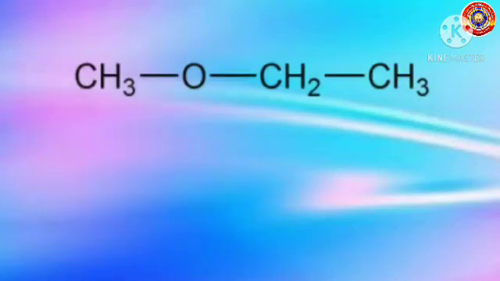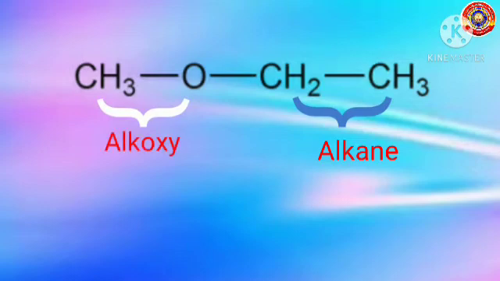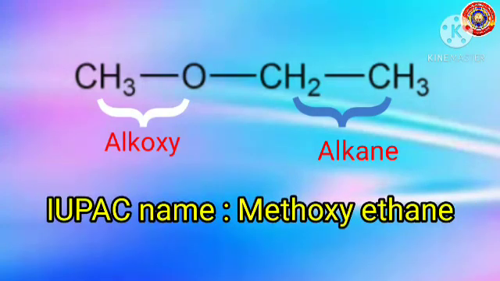CH3O CH2CH3. The number of carbon atoms present on the right side of the O group is 2 and that of the left is 1. And we know that the longest alkyl group is taken as alkane and the shortest alkyl group as alkoxy group. So the IUPAC name of the compound is methoxyethane. Is that clear? Now did you understand how to write the IUPAC names for alkoxy groups?